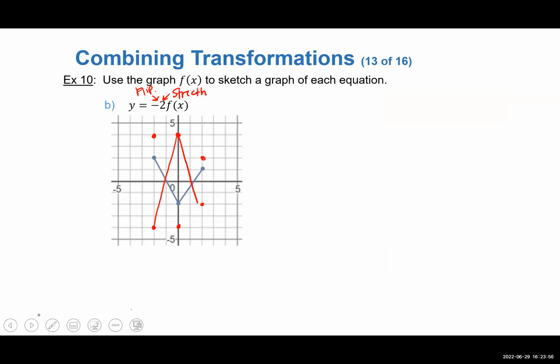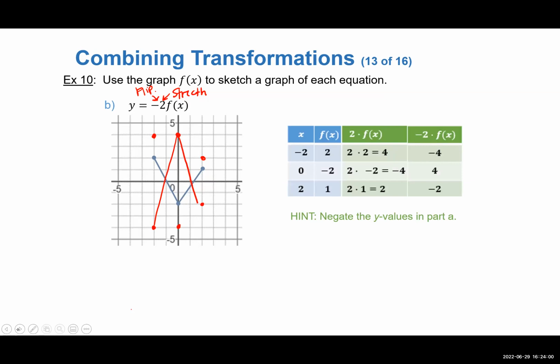So we can see this graphically, but you can also see it from a table. So from a table, 2f of x just means multiply all the values by 2. And then -2 means to negate them. So change the sign. And there you have your new points.